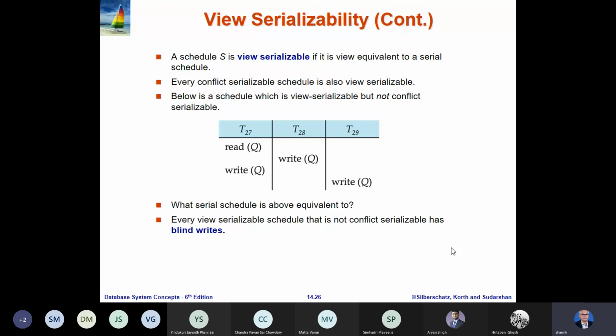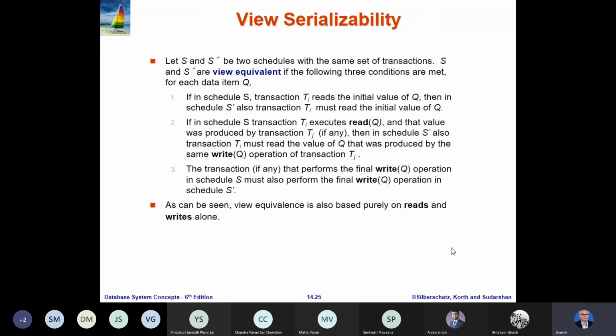Are you able to follow? Okay. So this is what is called view serialization. Of course, this is not a conflict serializable schedule, but it is view serializable. Now I will go back to the previous slide and say what the definition of view equivalent is.